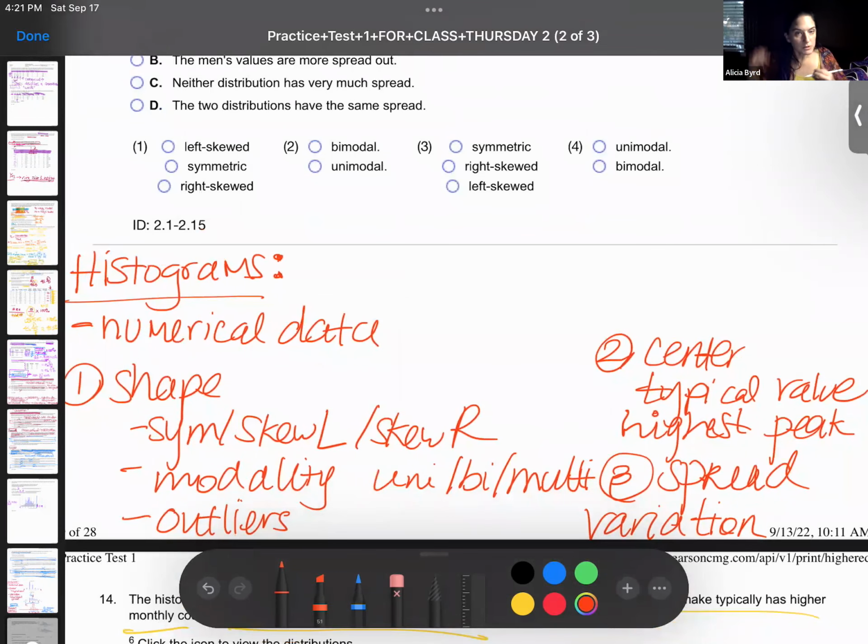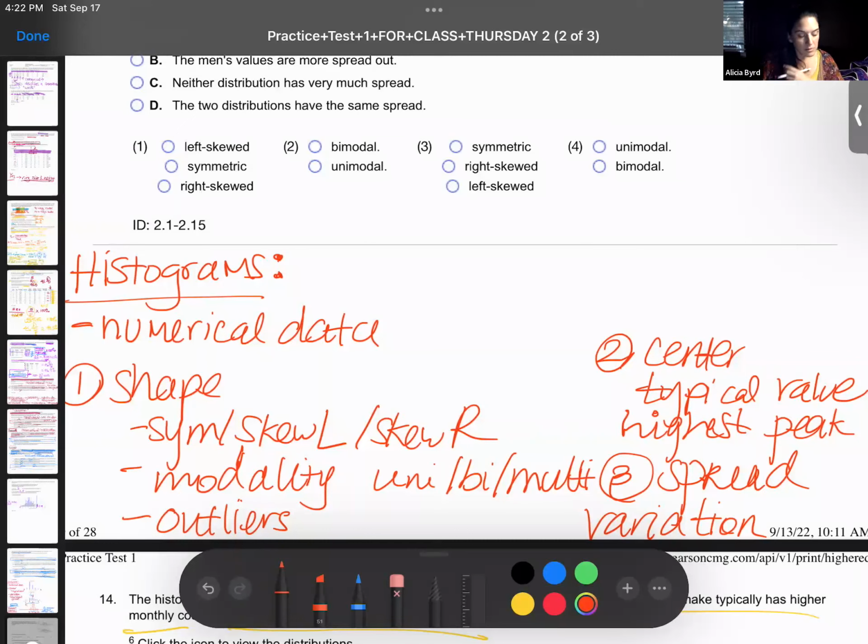Histograms, we're looking at numerical data. So we look at things like the shape of it, symmetric, is it skewed left or right. We look at the modality, is it unimodal, which means is there like one peak? Bimodal, are there two? Multimodal would be anything larger than two, so 3, 4, etc. And then we also want to look at outliers, possibly to help us determine.